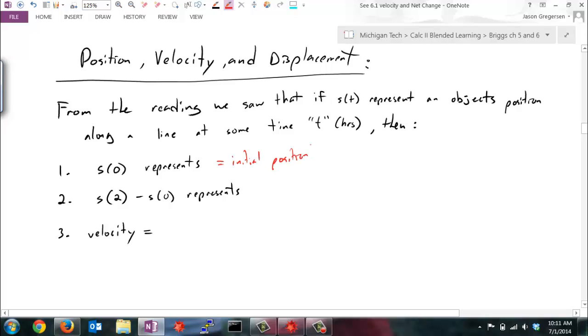We're keeping track of time. We have our stopwatch. When we start that thing, this is where we're at, s of 0, when time equals 0. s of 2 minus s of 0, what would that represent? Change in distance over the first 2 seconds. Absolutely. I'll call that the displacement after the first 2 hours. That's the difference between where I am and where I started.